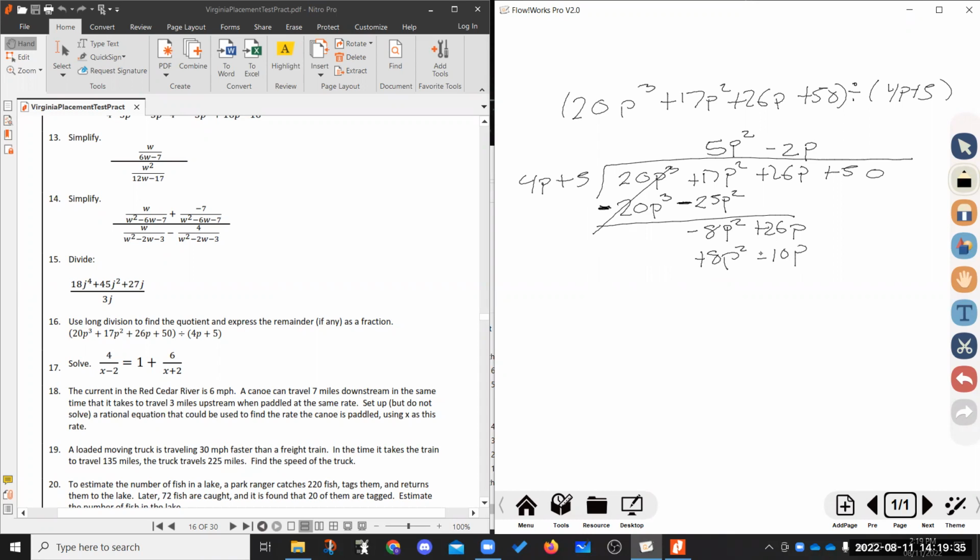We're going to change our signs and add. So that makes a 0. This is 36p, and we bring down. P goes into p one time. So we're just going to have our number part here. 36 divided by 4 is going to be 9. So this is 36p plus 45. Oh, I am going to have a remainder. That's okay. My positives become negatives. This is going to be 5. So I'm going to have a remainder of 5 over 4p plus 5.